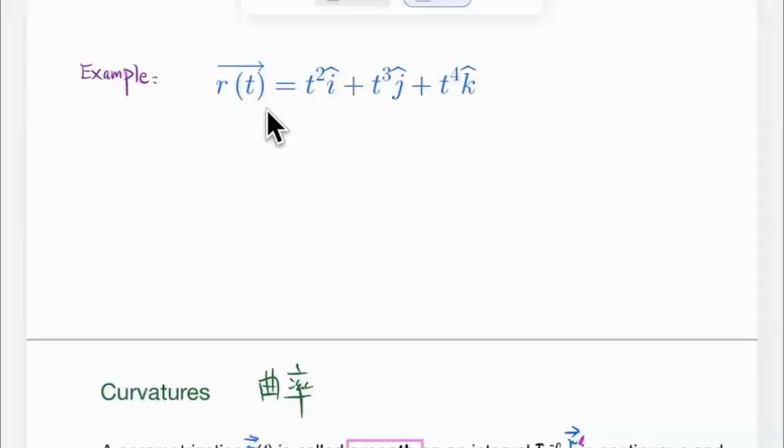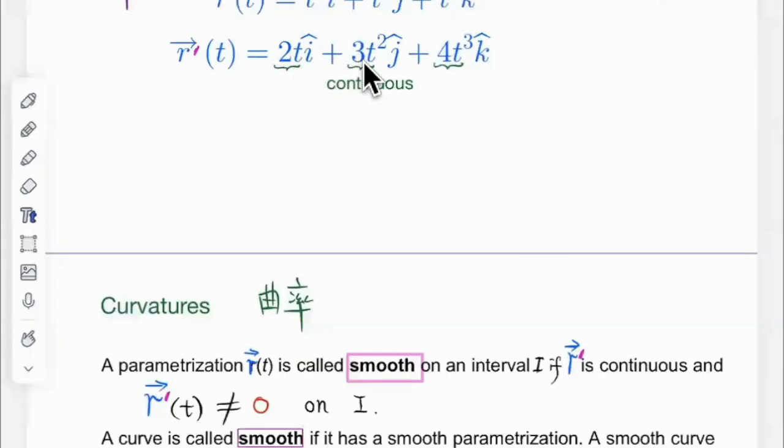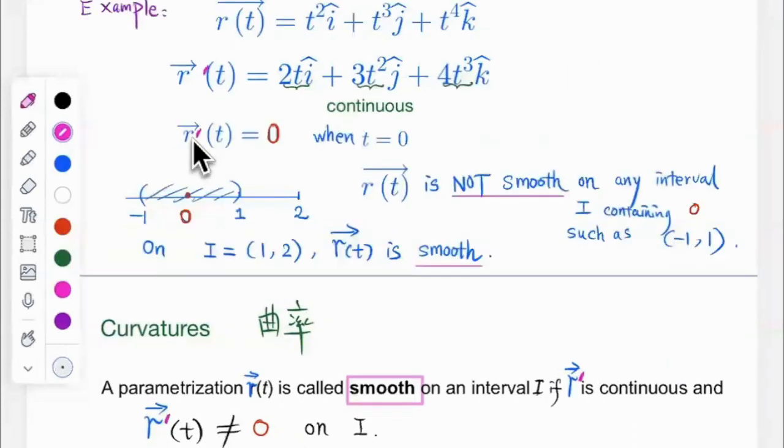Now let's look at this parametrization R of t equal to t squared i plus t cubed j plus t to the 4 k. Notice that R prime of t is equal to 2t i plus 3t squared j plus 4t cubed k. Each component function is continuous on all real numbers, so R prime of t is continuous and satisfies this condition. Notice that R prime of t is equal to 0 only if t is equal to 0.